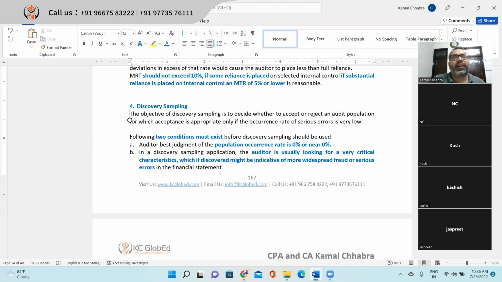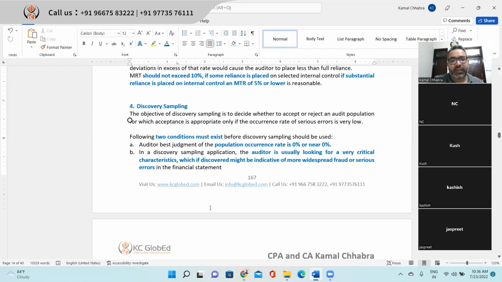Okay, I know, like in traditional audit, we are not using discovery sampling much, but now with data analytics coming into the picture, we are using it more. The objective of discovery sampling is to decide whether to accept or reject an audit population. Because when you do data analytics, you have the entire population in front of you, right? And you can do the overall assessment of the respective population. And in that, you can assess whether the population is right or not, right?